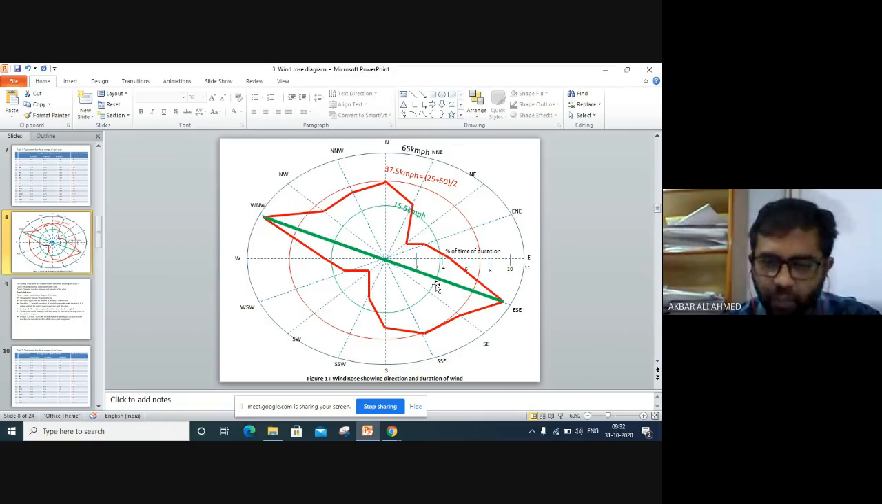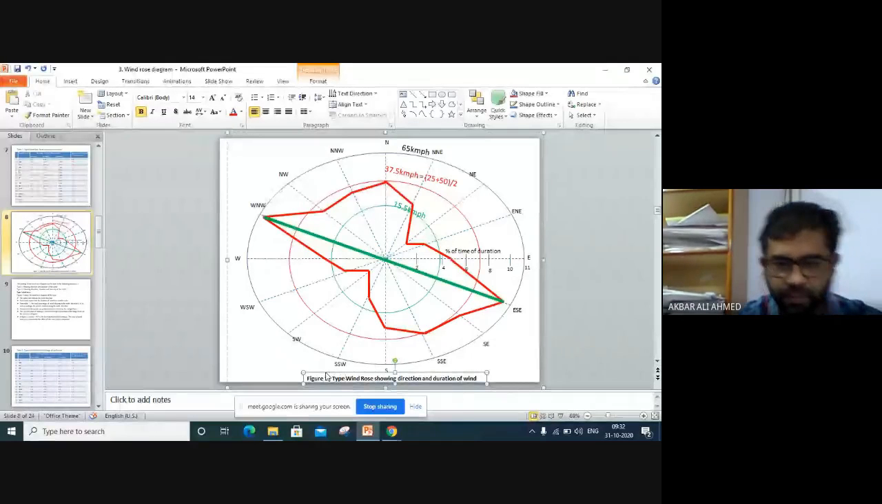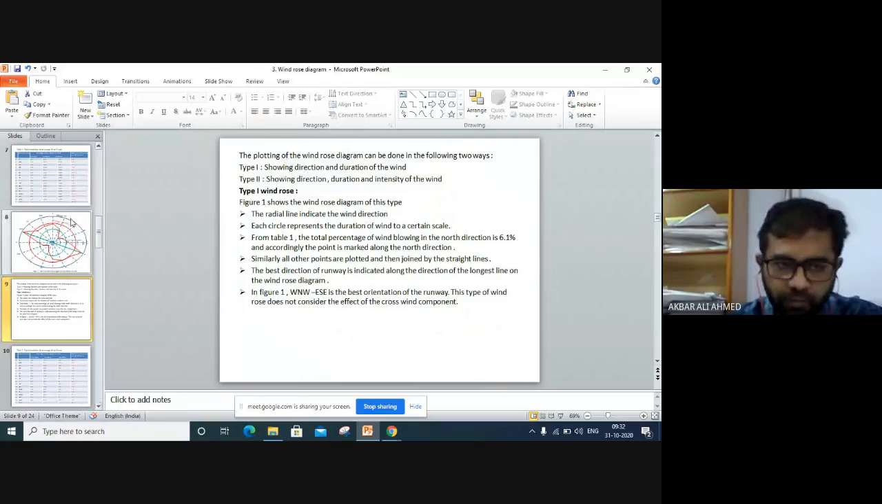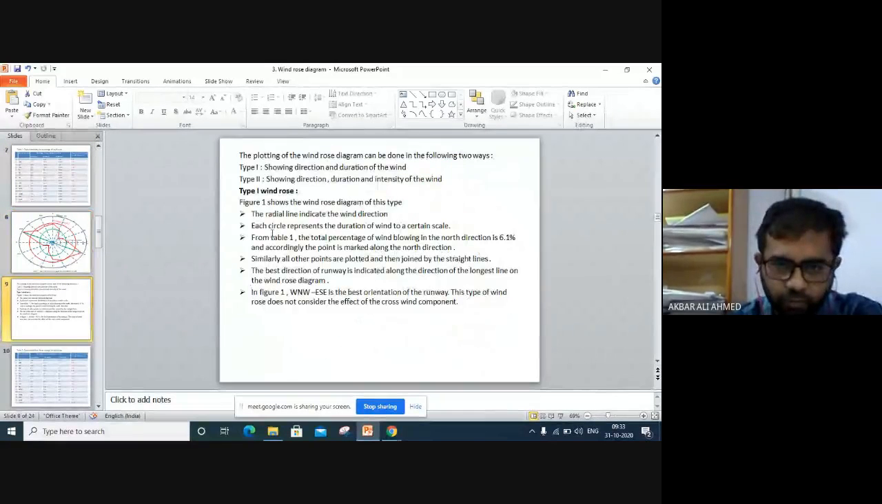So that is how we plot the type 1 wind diagram. Here, you have to write: type 1 wind diagram showing direction and duration of wind. So let us see how to plot this. When the question comes to plot type 1, if this table is given, you can draw this one, and if the procedure is asked, then along with the figure you have to write this one also.